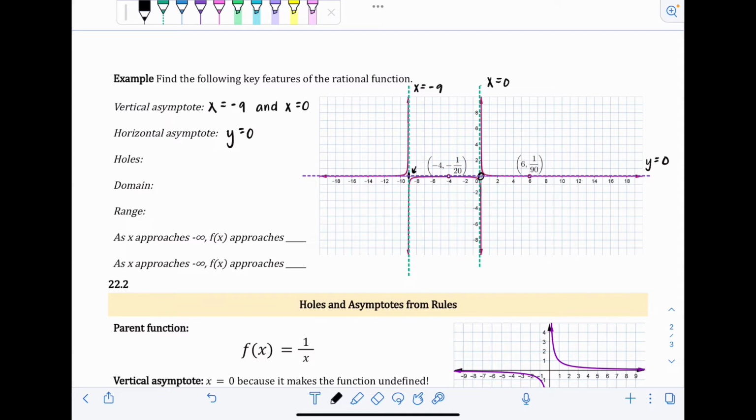And then you can see there's a couple holes on the graph. There's one right here at -4, -1/20. And then there's another one at 6 and then 1/90.